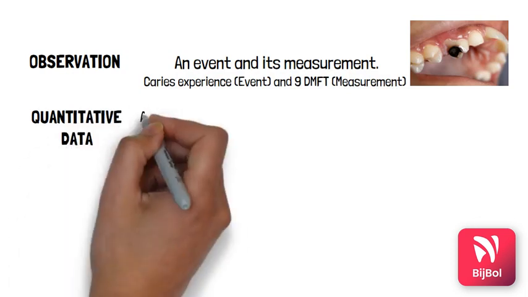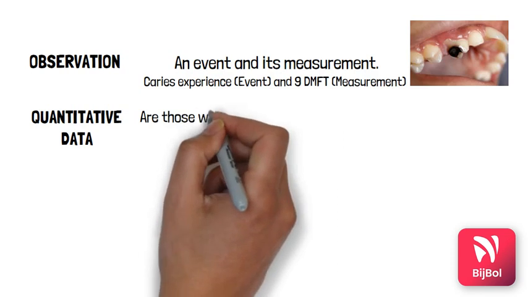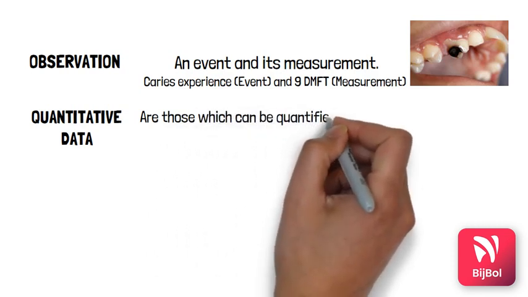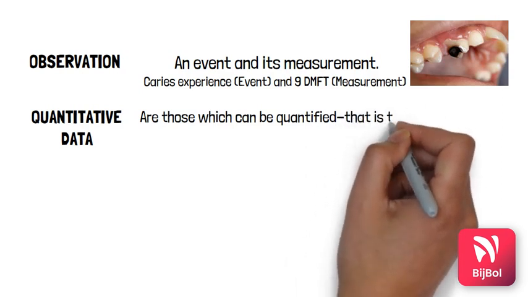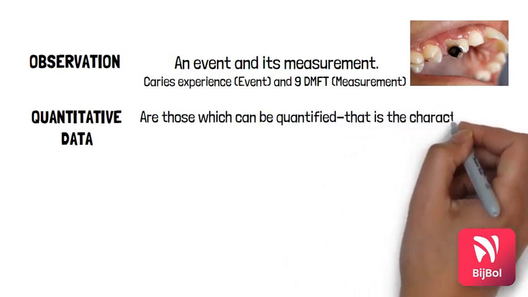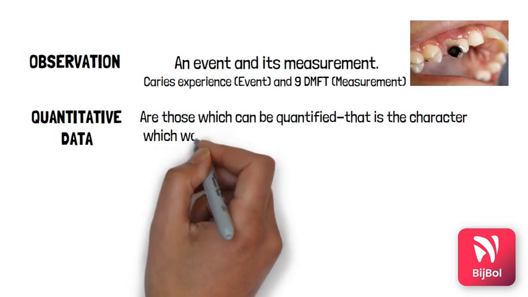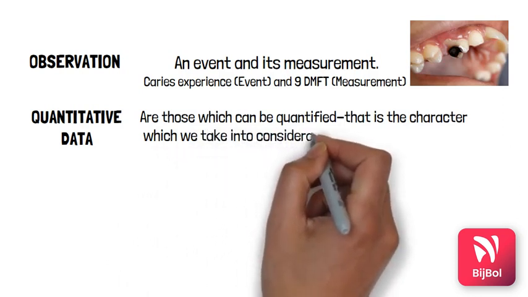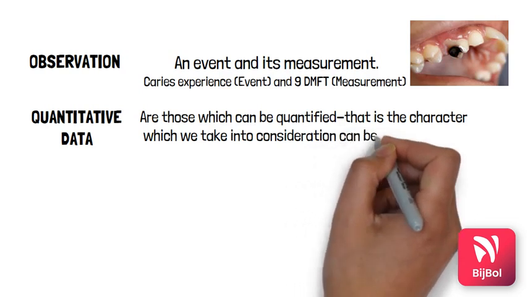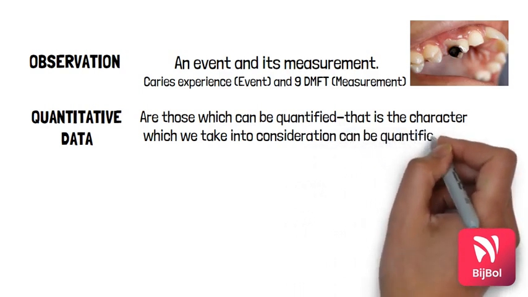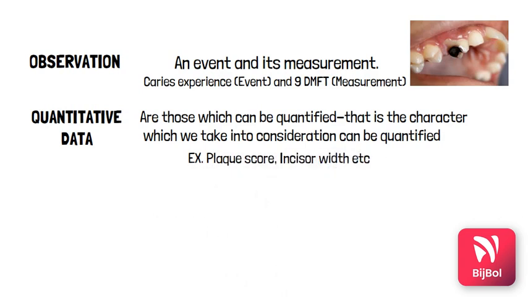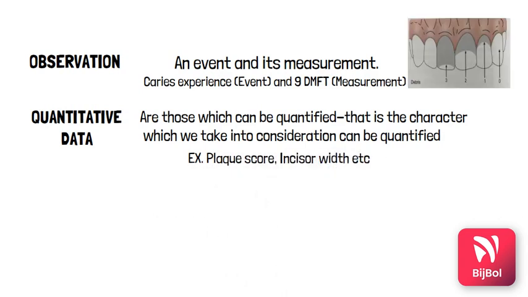So we were discussing the collection of information, that is, the data. Whenever the characters taken into consideration can be quantified, that can be counted, then that is known as quantitative data. So quantitative data is data that can be counted. For example, plaque score or incisor weight, anything which can be counted.